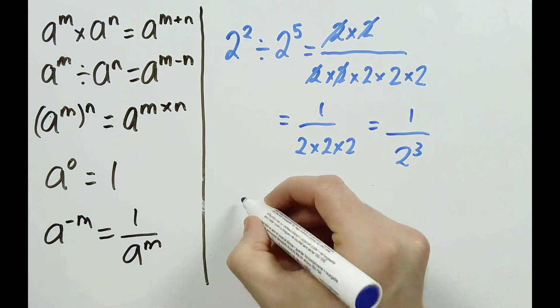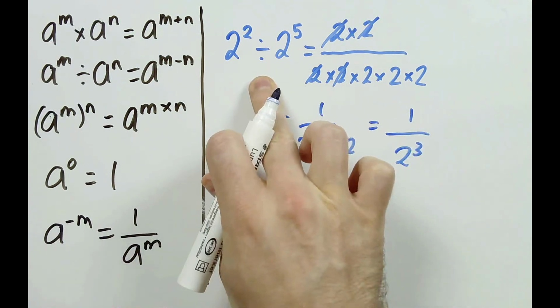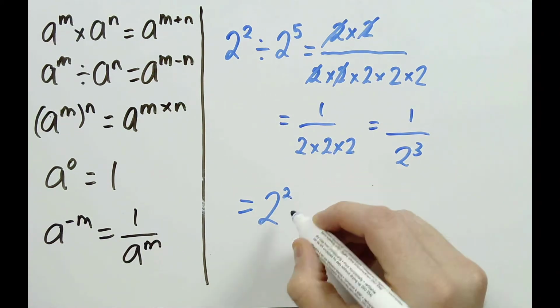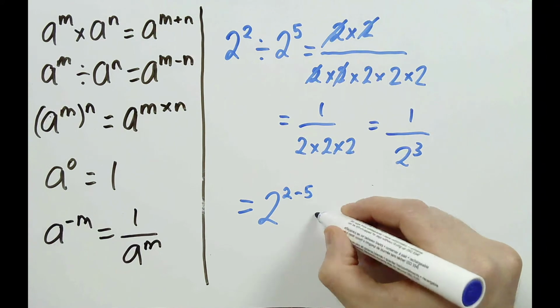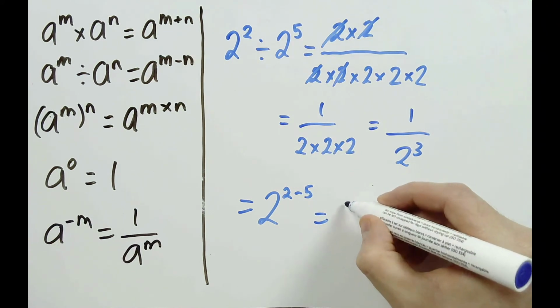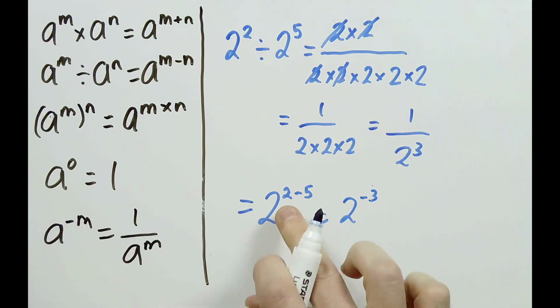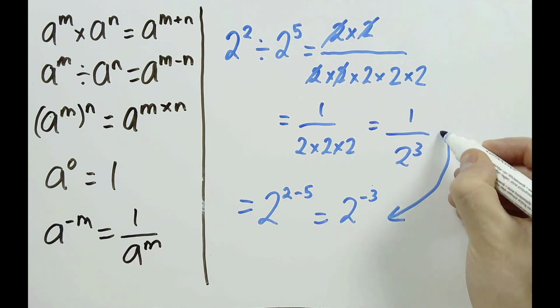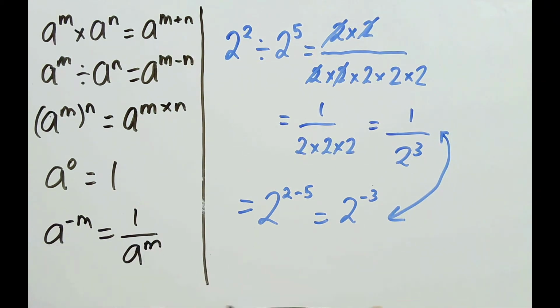And if we're to look at this same equation using our second index law, we're left with 2 to the power of 2 minus 5, which means we're left with 2 to the negative 3, because 2 minus 5 is negative 3. And you can see that these two terms are the same, therefore this equals 1 over 2 to the 3 as well. And that's why this last index law holds true. So those are the 5 main index laws and sort of how they came to be or why they exist.